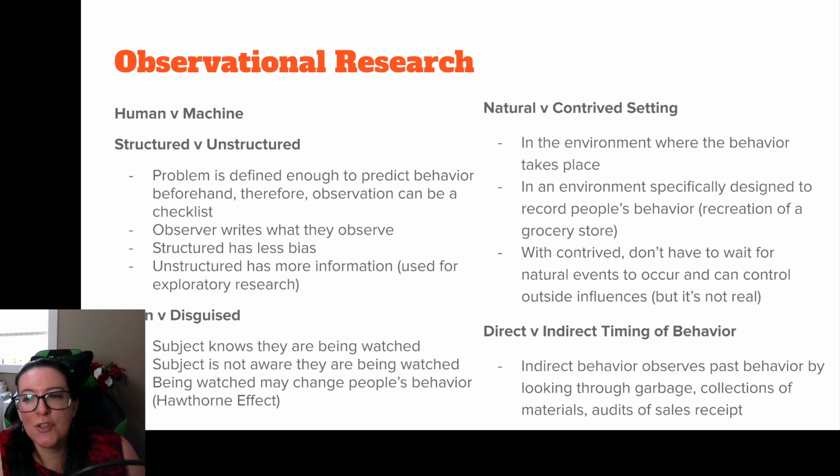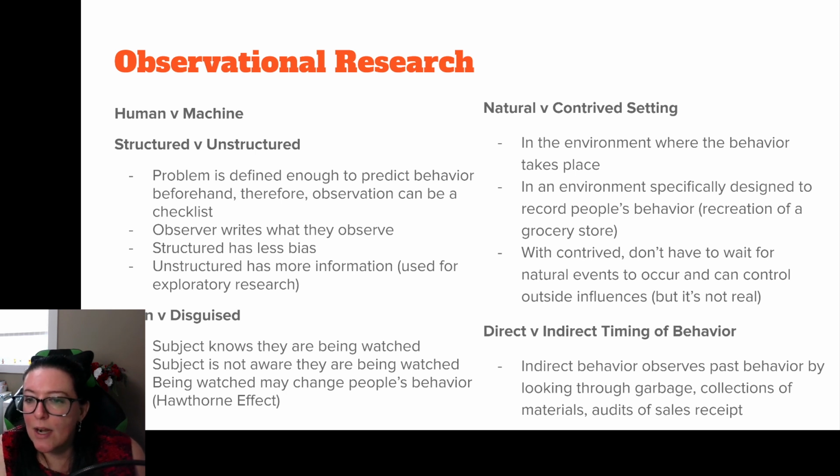The benefit of the contrived is we don't have to wait for the event to occur naturally, and we can actually control the outside influence, right? So there's not a bunch of distractions. It's the person simply focusing on buying the canned soup. The downside, of course, is that it's contrived. It's not a real life scenario, and so that can skew the results as opposed to the natural setting.